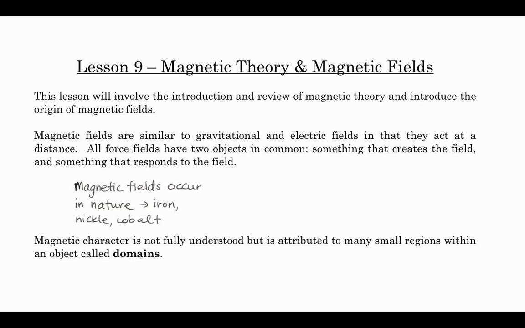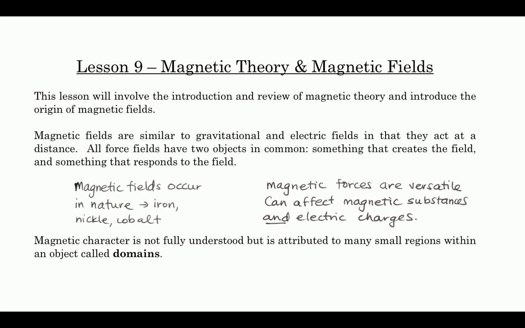in that basically there's some object that creates a magnetic field, and then there would be an object that responds to it. The difference is that very often we find magnetic fields just occurring naturally in substances such as iron, nickel, and cobalt, and that's something we don't see in electric fields. Electric fields don't usually occur naturally just in elements or in a macroscopic way.